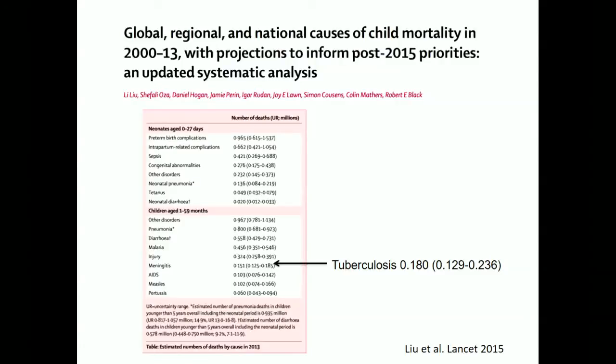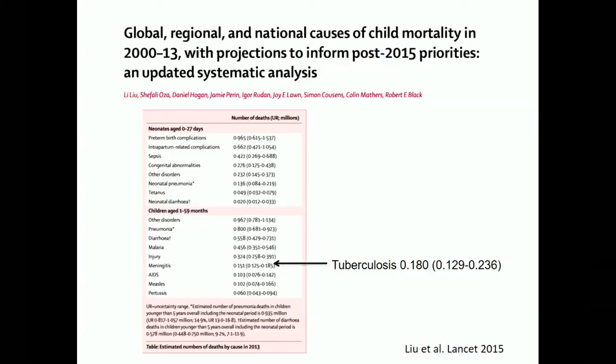But I think the most important slide from this talk, this is why I wanted to go quick, because I didn't want to be wrestled off the stage before I got to this one, is this slide. This is the most recent paper about causes of mortality in children under 5. And if you search in this paper for tuberculosis, you will not find it anywhere. There's no mention at all of TB.